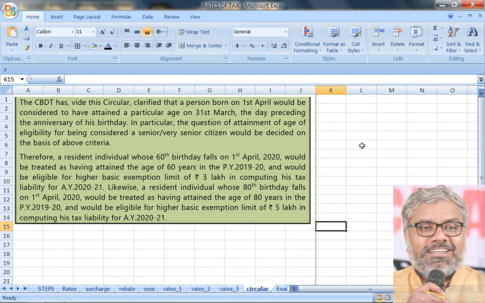Why and all we cannot ask. That is the CBDT circular. If you ask why only 1st April, why not 2nd April, is 2 days going to make a difference? Then also there is no answer. But one day definitely is going to make a difference.